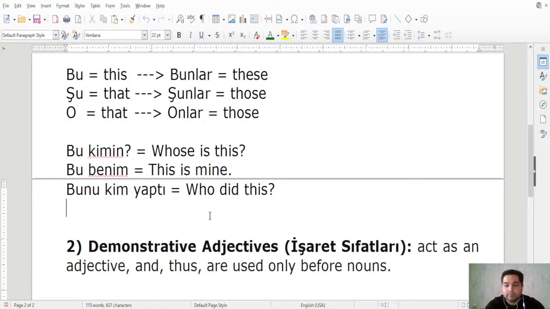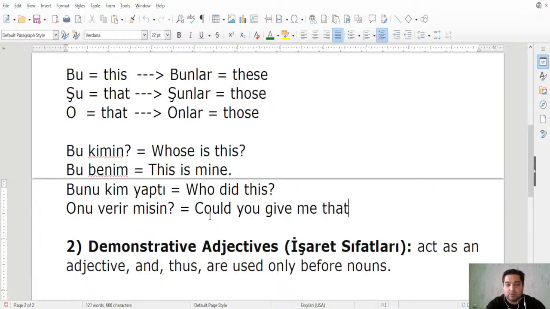Sorry. Onu verir misin? Onu verir misin? What is a kind of request? Could you please give me that? Okay. Could you give me that? Of course, "me" here is assumed. Okay, there is no "me", but onu verir misin? Could you give me that?